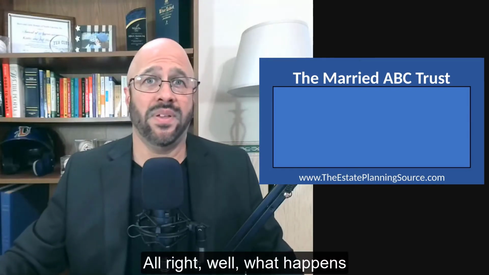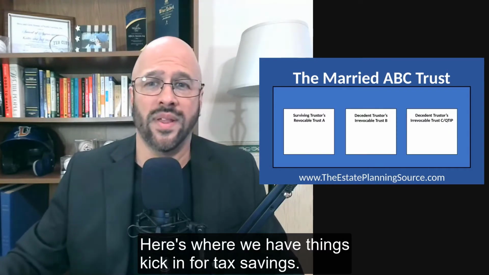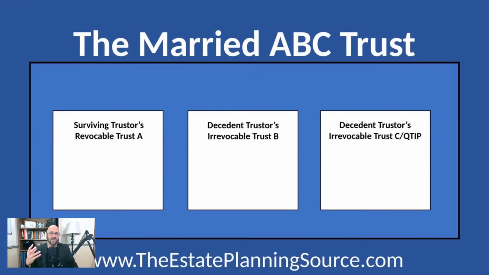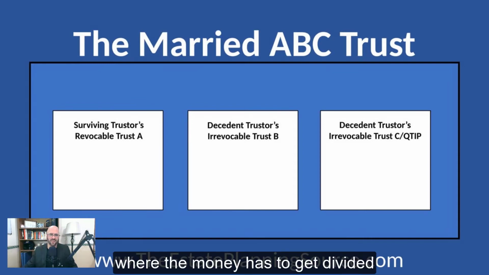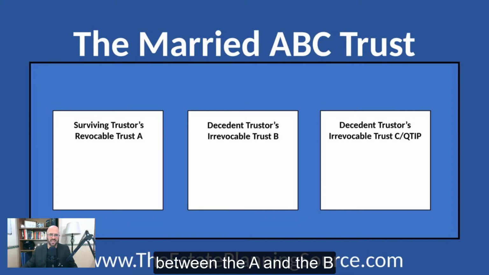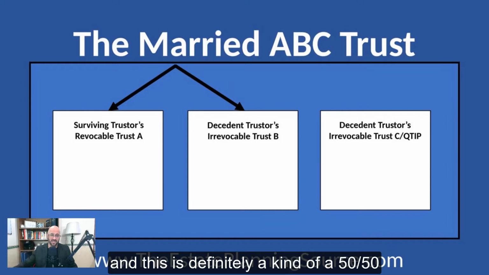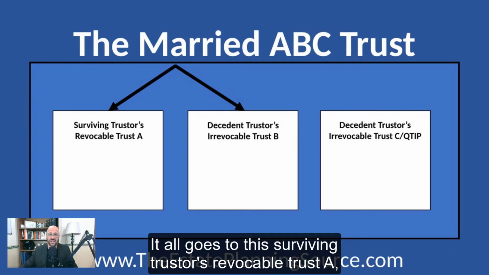All right, well, what happens when one of them passes on? Here's where we have things kick in for tax savings. Now, there are some ways you can have the trust where the money has to get divided between the A and the B, but the way we typically do it for my office, and this is definitely a kind of a 50-50 for what's out there, it all goes to this surviving trustor's revocable trust A.